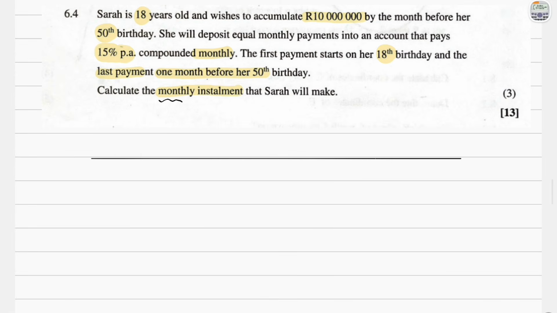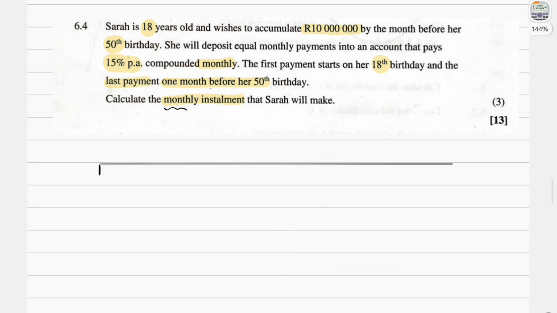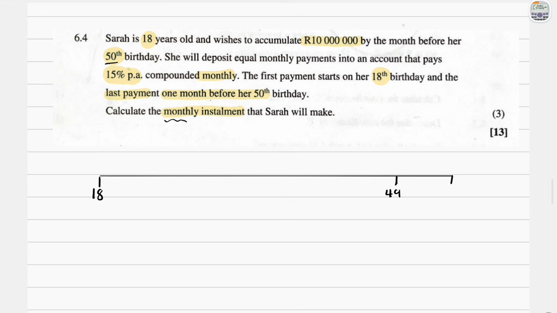From her 18th birthday, when she's 18 here, she starts making these deposits and she will stop a month before her 50th birthday. So let's look at from when she is 18 to, since we need to end at 50, let's just look at till when she's 49 just to see what happens here, right? She's making payments on all of these days.